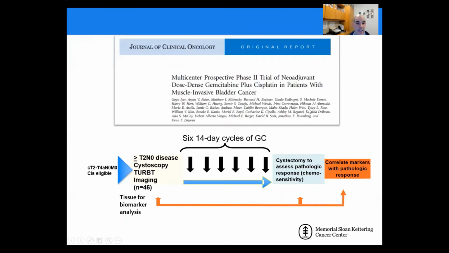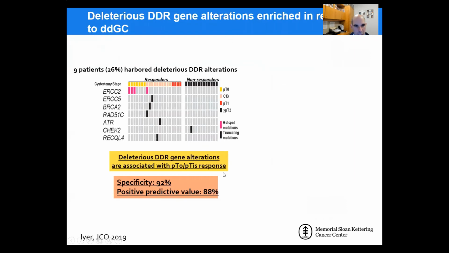This was further investigated in a phase 2 clinical trial here at MSK as well as at UNC, looking at dose-dense gemcitabine and cisplatin. And so in this clinical trial, patients actually got 6 cycles of dose-dense gemcitabine and cisplatin and then proceeded with standard of care cystectomy. And then retrospectively, the tumor tissues were looked at to see if we could find predictors of response to neoadjuvant chemotherapy. And in this investigation, again, ERCC2 was enriched in the responders to neoadjuvant chemotherapy. Other DNA damage repair genes also appeared to be enriched in patients responding.